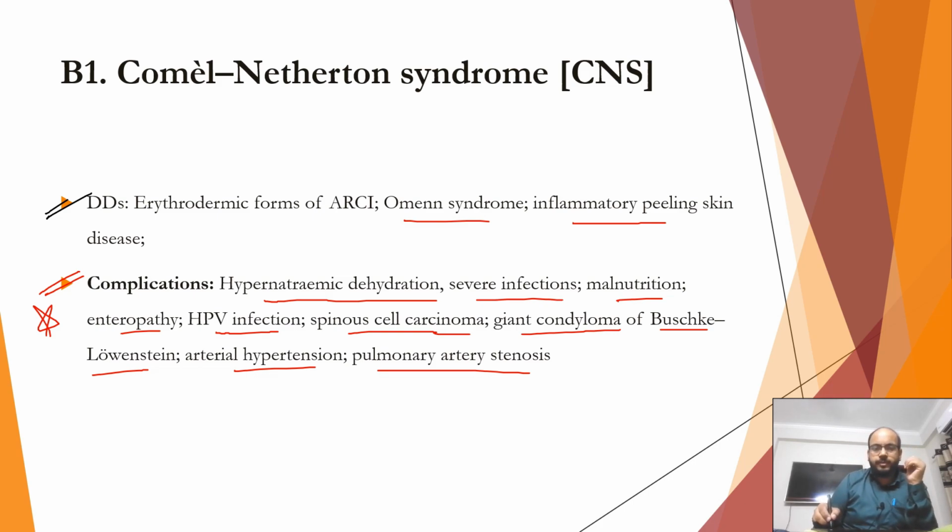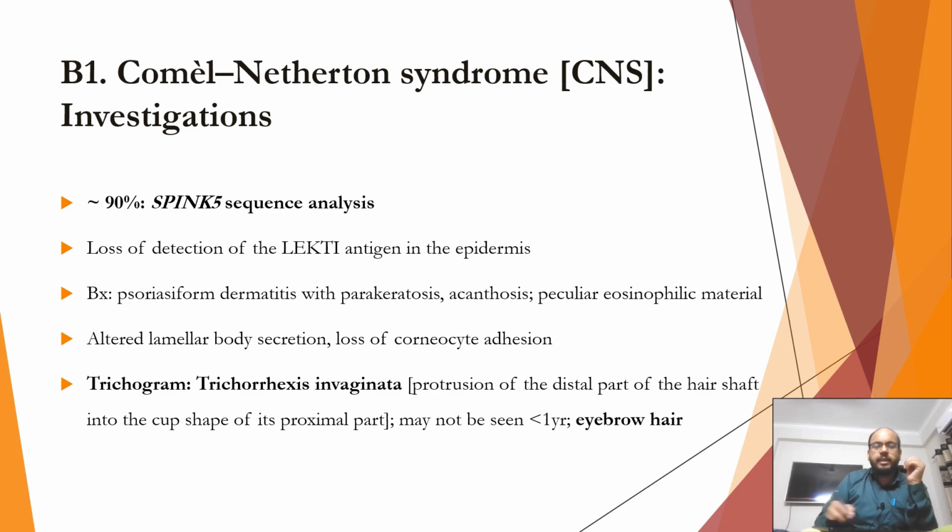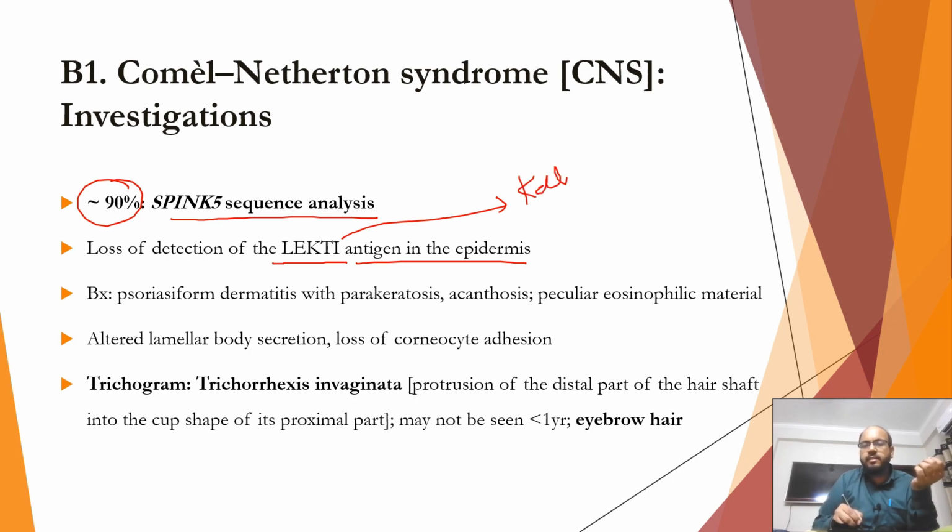Okay, let's move forward. Now, how to investigate a case of Netherton syndrome? In 90% of the cases, you can get SPINK5 sequence analysis. That means you look at the gene, you see if it is mutated or not. If it is mutated, you have a diagnosis of Netherton syndrome. So that is the investigation of choice. You can also look at the levels of LEKTI antigen in the epidermis, and this antigen is responsible for kallikrein processing. Remember, the problem lies in kallikrein 5 and 7. So if there's a decrease in LEKTI, it's a surrogate marker for dysfunctional kallikrein.